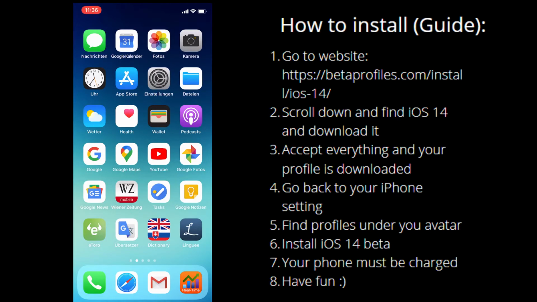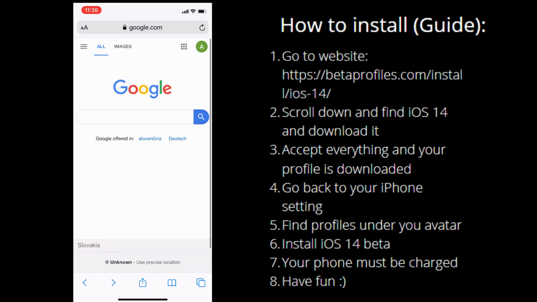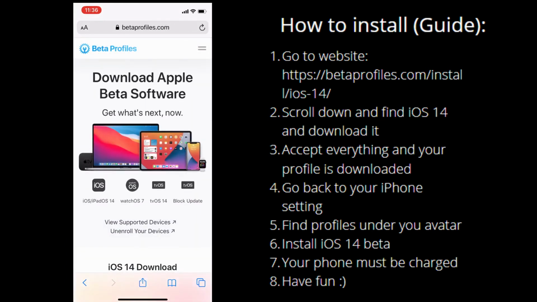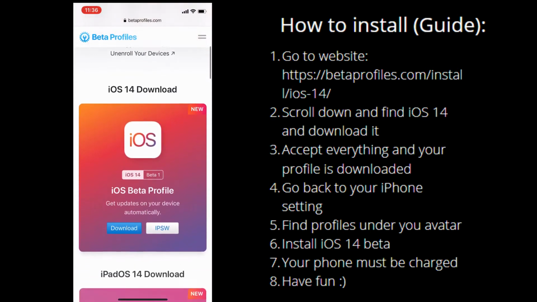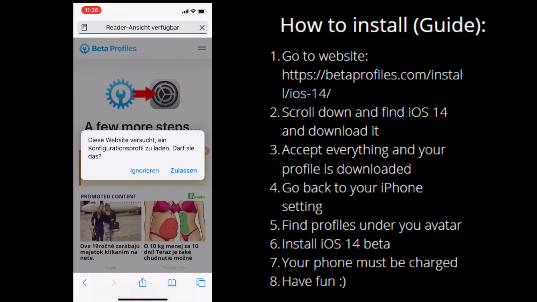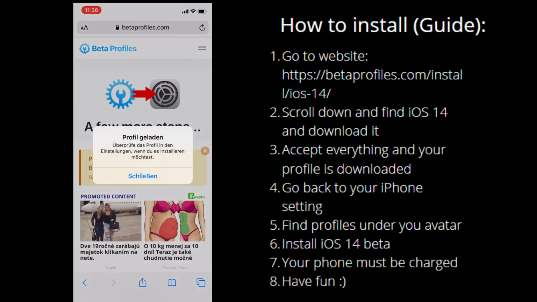Go to your web browser on your iPhone and go to this website. It is called betaprofiles.com. You can find link in the description. Scroll down a little bit and find iOS 14 profile and click on download. After that, a notification will pop up and make sure to accept it. Your profile is now downloaded.